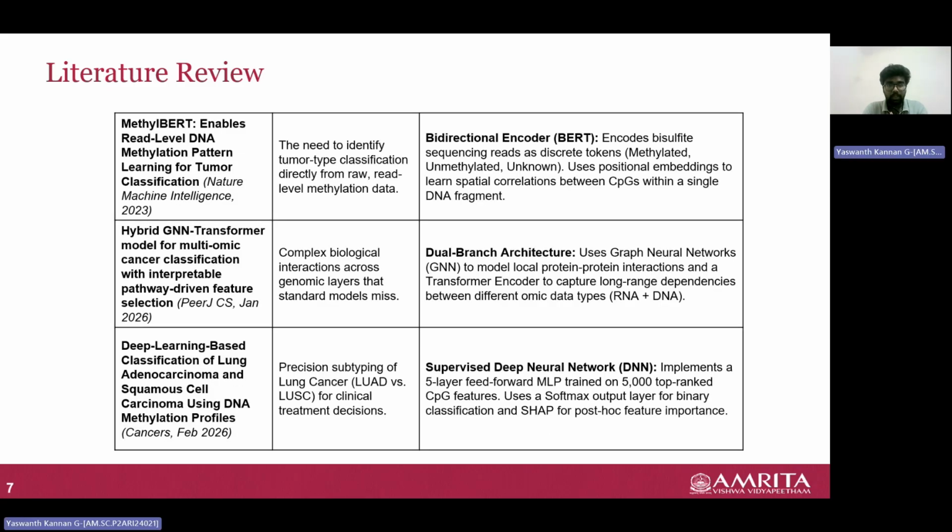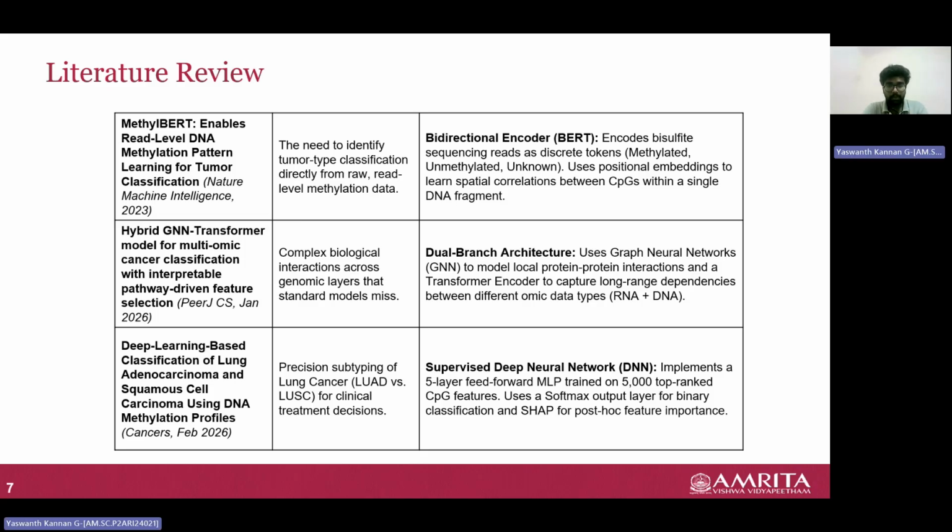The third paper is MethylBERT. This model is focused on tumor classification based on read-level data, not the actual data set taken from biopsies. It applies a BERT-based architecture, encoding the methylated and unmethylated states as tokens and learning the spatial relationships between the CpG sites. Its strength is capturing fine-grained methylation patterns, which is an in-depth way of seeing a CpG site. However, it operates at the local fragment level and does not capture the long-range or large-scale genome-wide interactions between the CpG sites along the sequence.